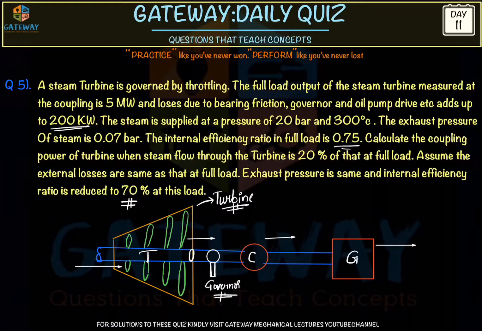This is our turbine T, and this is our generator. From the generator we will be producing electricity. This shaft is called the turbine shaft, and this shaft is called the generator shaft. Connecting those both will be a coupler. And to the inlet of the turbine, what will we be giving? To the inlet we will be giving heat energy as an input to the turbine.